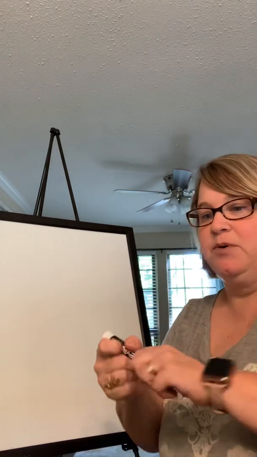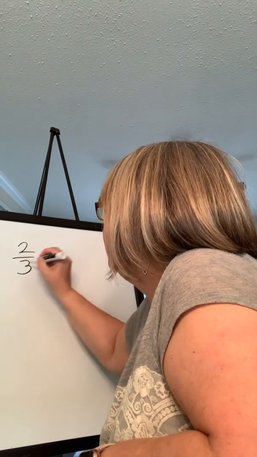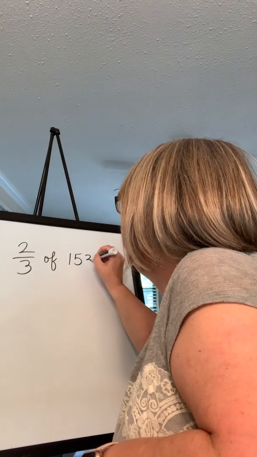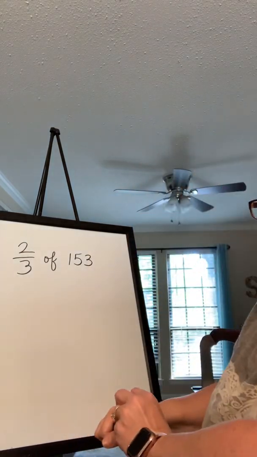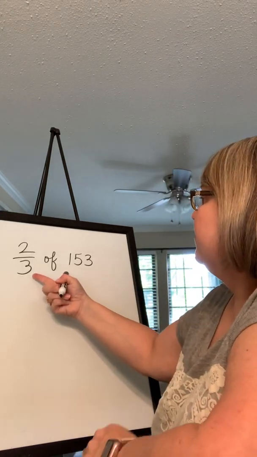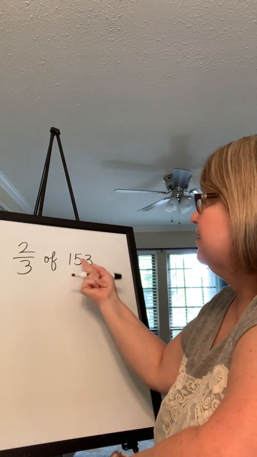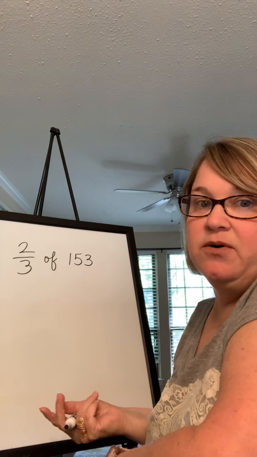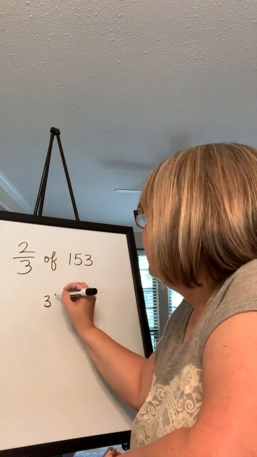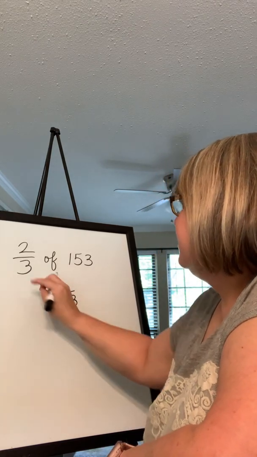So, for example, let's say we want to find 2/3 of 153. All right, so we have to find out what 1/3 is, and then 2 of that same number would be 2/3. So 1/3 of 153, we would divide by the 3.